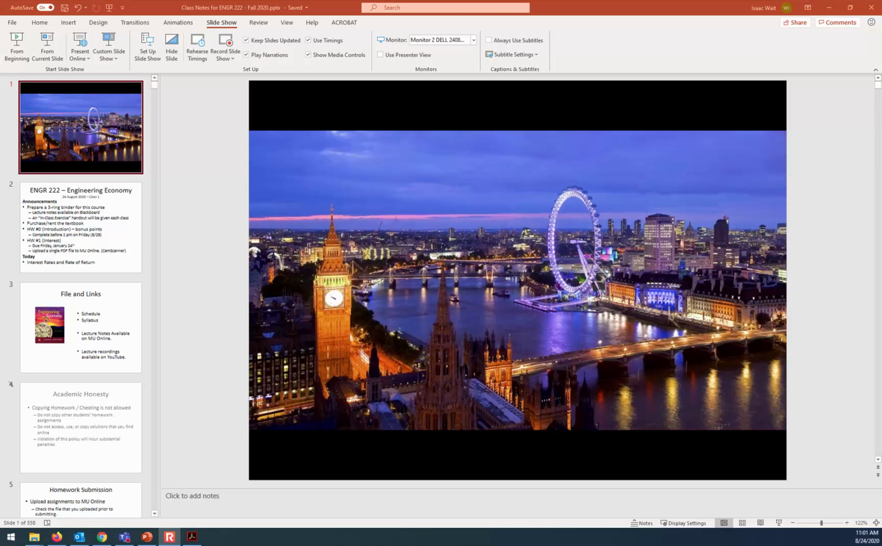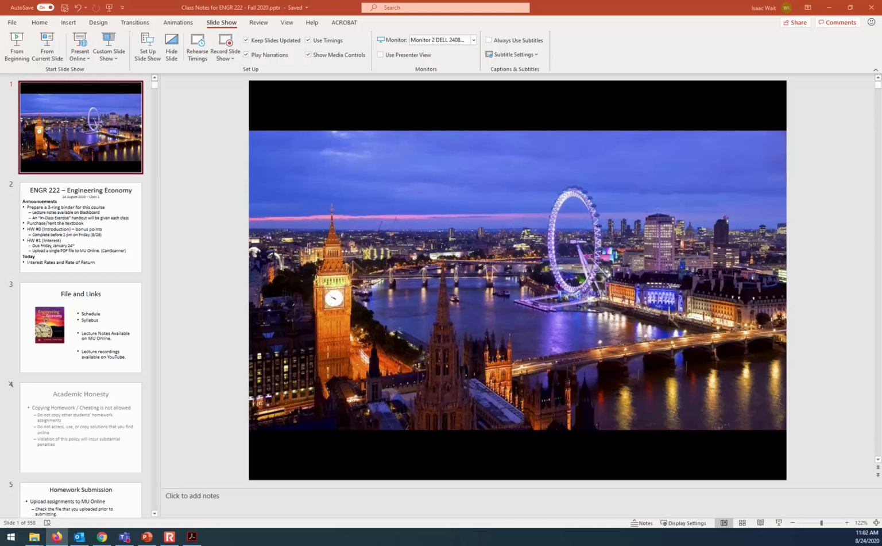And let me start to share my screen because I don't think that you are seeing my screen yet. Let's see here. Share screen. Does everybody see a lovely picture of London right now? You should see it. All right, good. Well, let's go ahead and begin.